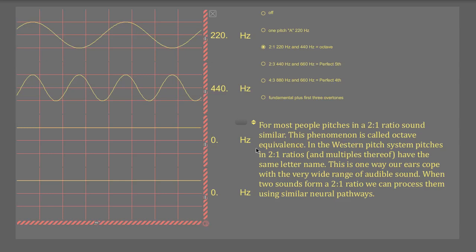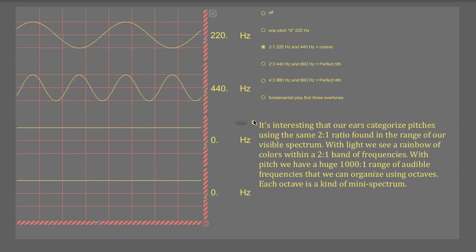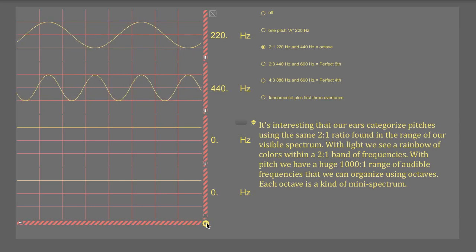So we hear through this very wide ratio of 1,000 to 1 in audible frequencies, but when we hear 2 things that form this 2-to-1 ratio, we kind of have the same way of processing them in our ears and in our brain. It's interesting that our ears categorize pitches using the same 2-to-1 ratio found in the range of our visible spectrum. With light, we see a rainbow of colors within a 2-to-1 band of frequencies. With pitch, we have this huge 1,000 to 1 range of audible frequencies that we can organize using octaves. Each octave is a kind of mini spectrum.